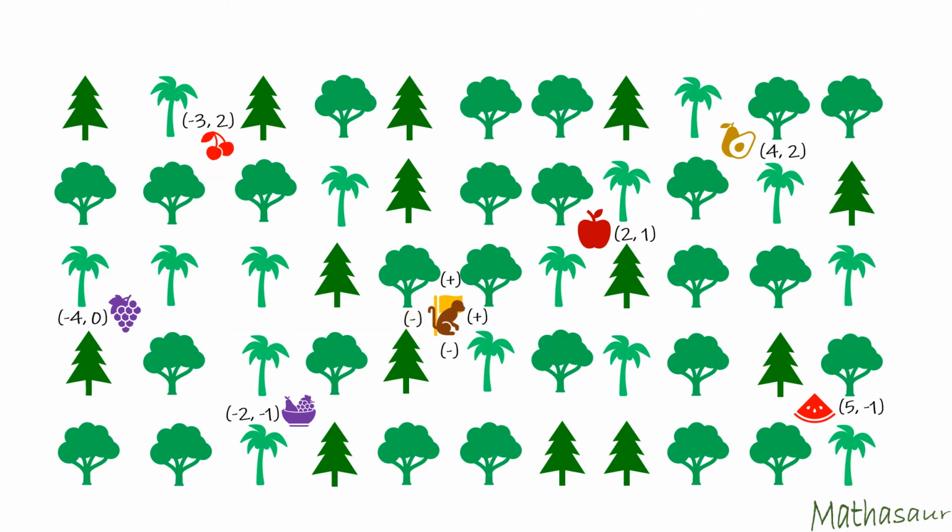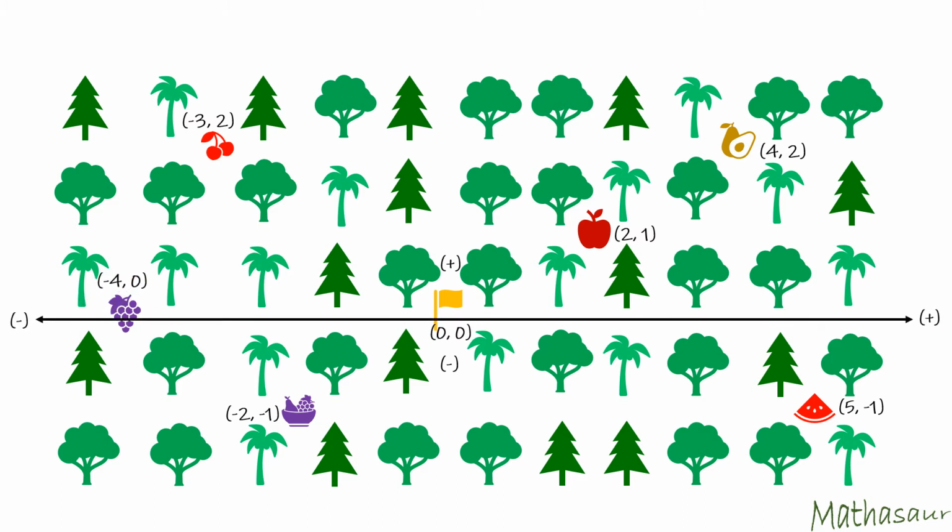Let us call the position of the flag as the origin. We call that 0, 0. We are neither moving up or down. So we shall call the origin 0, 0. Now this line is dividing the forest into 2 halves. When we go right on this line, we are moving in the positive direction. When we move left on this line, we are moving in the negative direction.